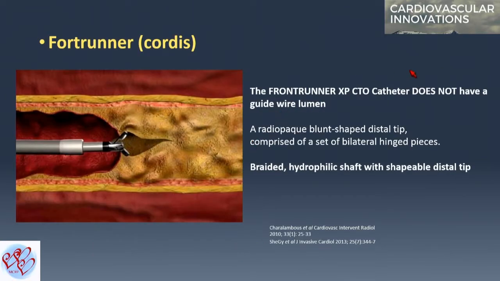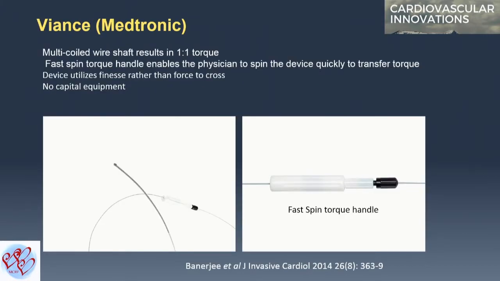The Forerunner catheter does not have a guide wire lumen. Essentially it has bilateral hinged pieces, and it dissects right through the plaque. It's a braided hydrophilic shaft with a shapeable distal end. It's a device that we used initially in our lab. Currently we don't use it as much, but it certainly is a viable device.